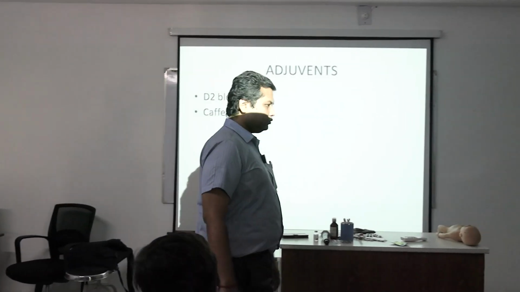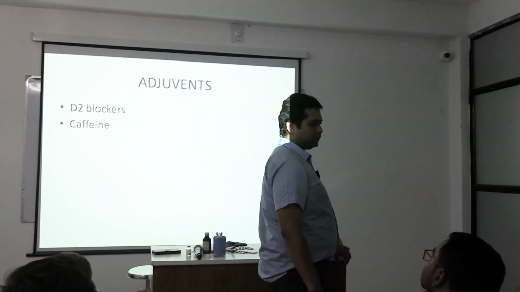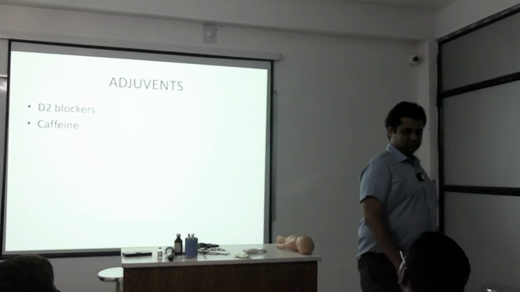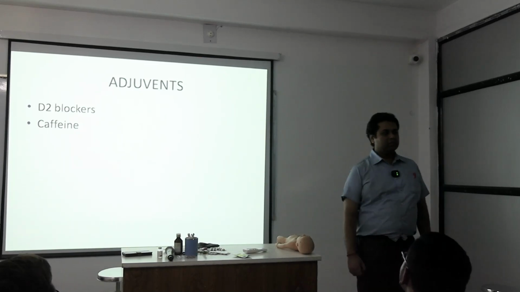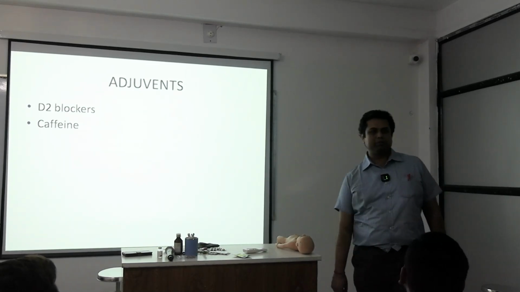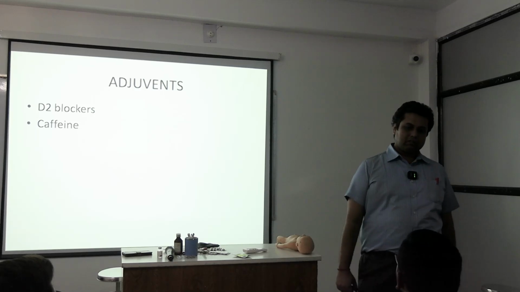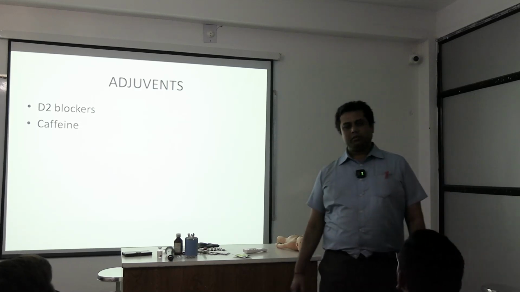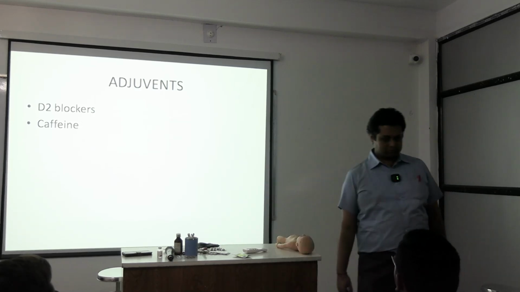Caffeine is also being used. So caffeine কিসে থাকে? চা, কফি। ঠিক আছে। So caffeine helps in the absorption of ergot alkaloids. ঠিক আছে। Also relieves the symptoms.